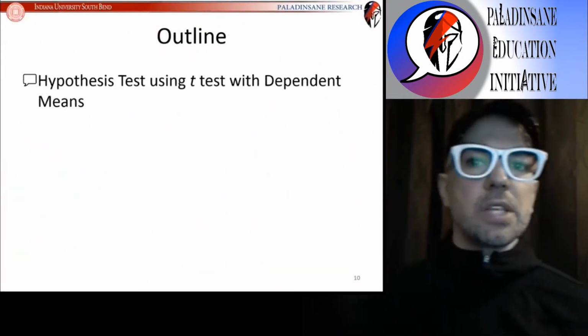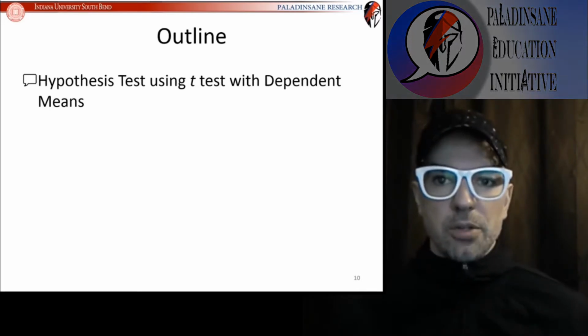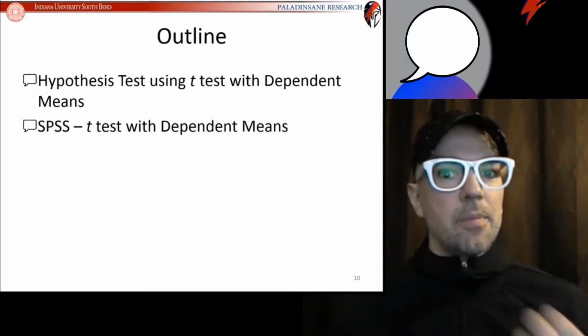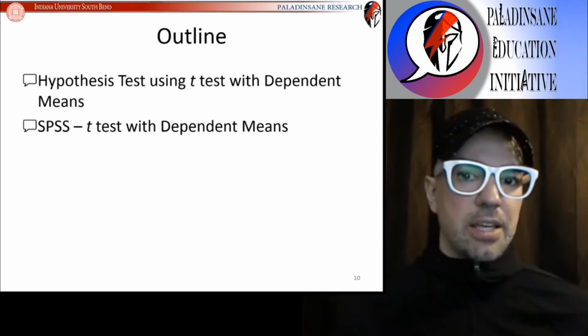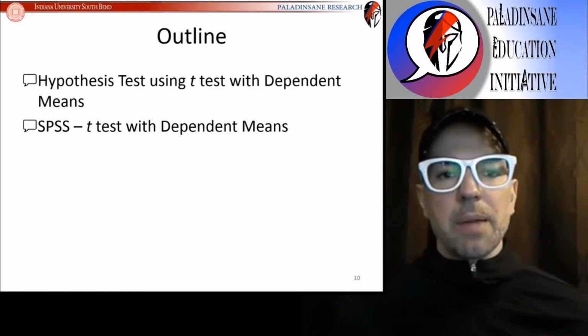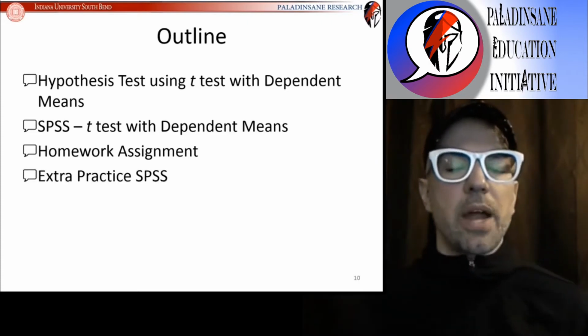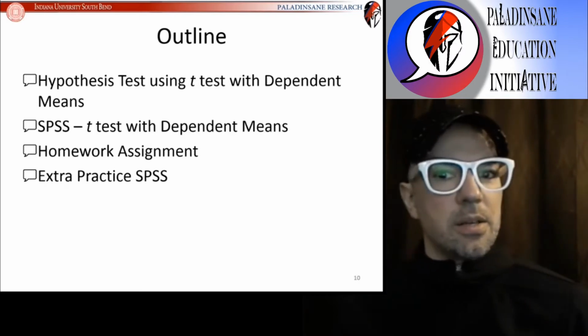That's what we're going to take a look at today as we explore dependent means t-tests. We're going to introduce the idea of a t-test for dependent means, doing a hypothesis test with a t-test for dependent means. Then we're going to launch into SPSS to see how you actually can do that using that statistical program. Then I'll mention the homework assignment and where you can find some extra practice with SPSS so that you can develop those necessary skills.